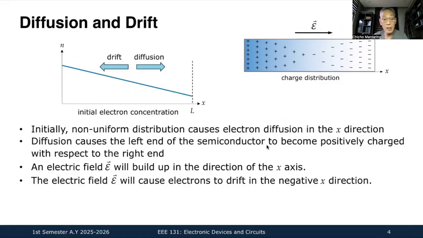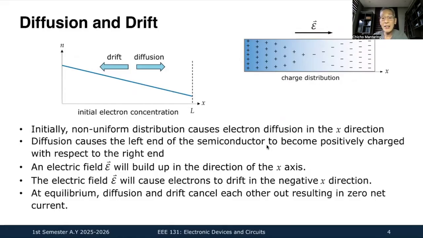At some point, there will be an equilibrium condition where the diffusion and the drift cancel each other out, resulting in zero net current, which makes sense because how can you have a current flowing in an open circuited semiconductor material? There's no closed circuit here, so how can you have a current flowing? So eventually, the diffusion and the drift will cancel each other out, and you will have zero net current. So that is the steady state condition.